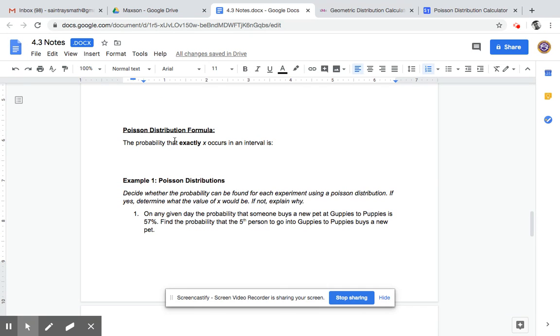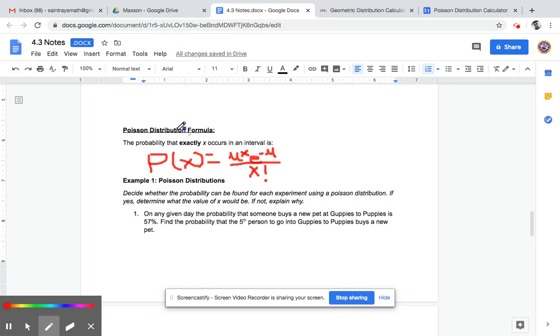The formula for this one is a little bit more complex than the last couple, but there is going to be a calculator for it, and the link is in your OneNote. So I'm going to write out the formula just so you see where it comes from. All right, so there you have it. Probability of x is mu to the x times e to the negative mu, over x factorial. So mu is going to be our mean. So it's the average, the mean.